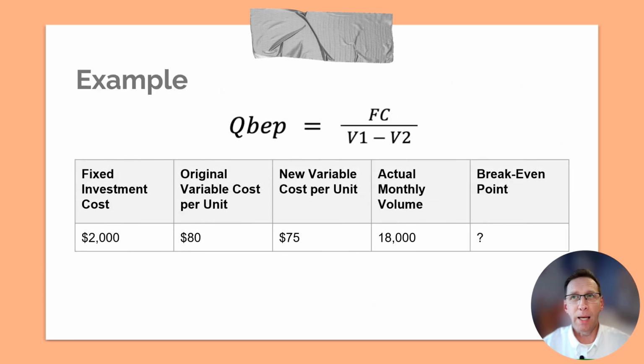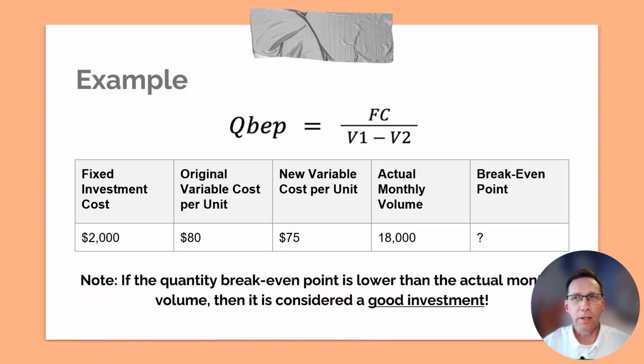So here's an example. Here we have our formula. The quantity break-even point is equal to the fixed cost divided by the original variable cost minus the new variable cost. So let's say we have a fixed investment cost of $2,000. The original variable cost per unit for that is $80. With the new investment, our new variable cost per unit is $75. And our actual monthly volume is 18,000. So what is our break-even point?